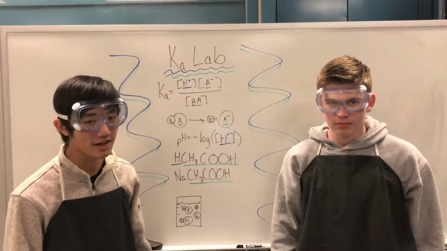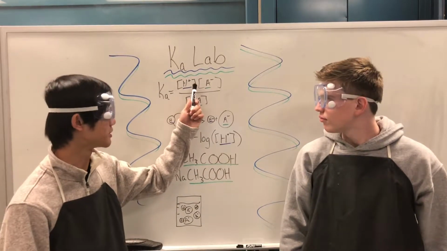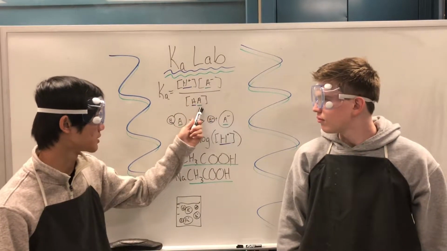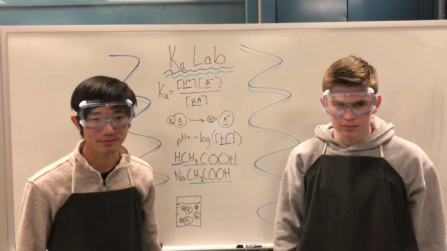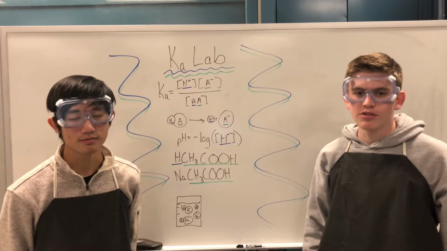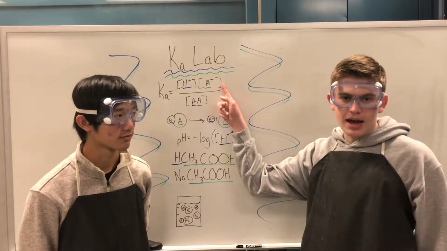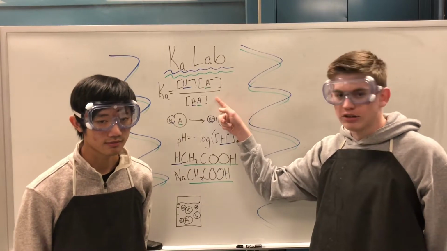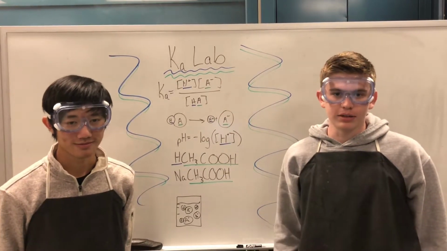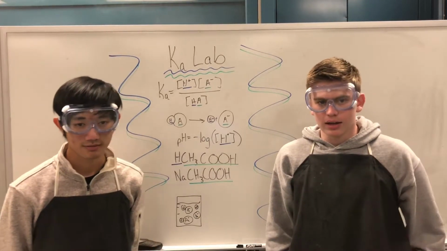The definition of Ka is the concentration of H plus times the concentration of the conjugate base over the concentration of the acid. Ka is useful because it is information that can be used to calculate what the concentrations of H plus, conjugate base, or A minus, and the initial acid, HA, are at equilibrium. We can calculate all of these in the system.